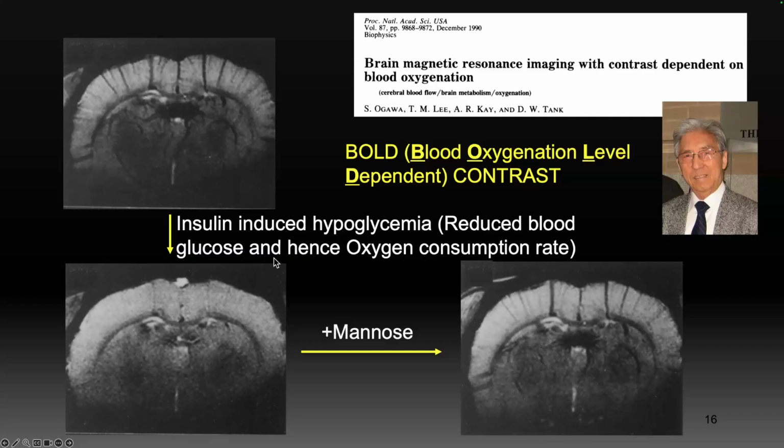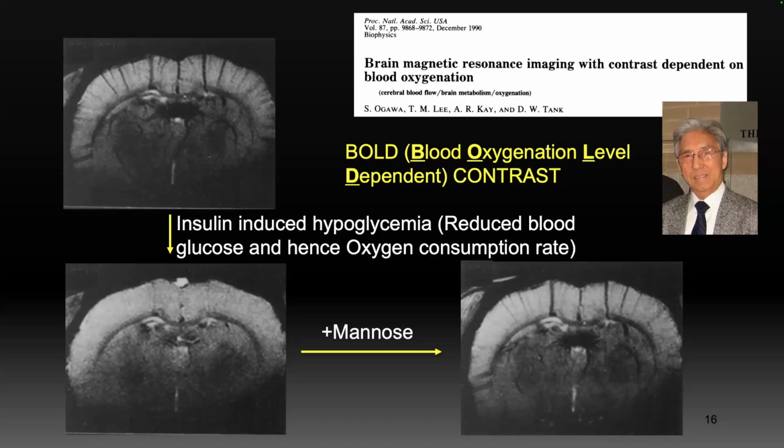hypoglycemia, you see these dark lines in the brain, and you can get rid of them, and then you can actually create them. Essentially, the dark lines are because of the appearance of deoxyhemoglobin in the veins. And he called this the Bold effect.